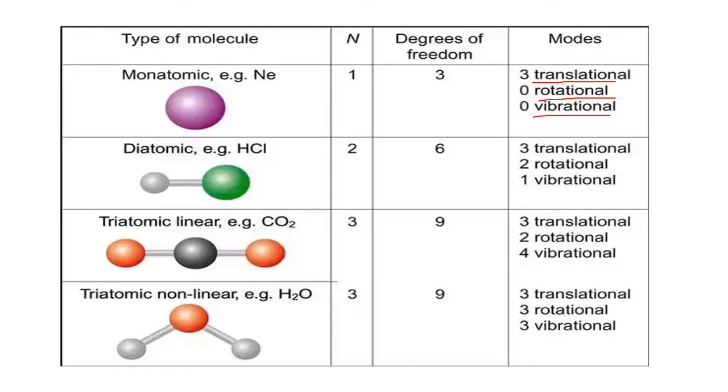So for the monoatomic gas, the total degree of freedom was 3. Then for the diatomic gas, it was 6. Then the triatomic linear gas was found out to be 9, and the triatomic non-linear gas was also 9. So this is all about degrees of freedom.